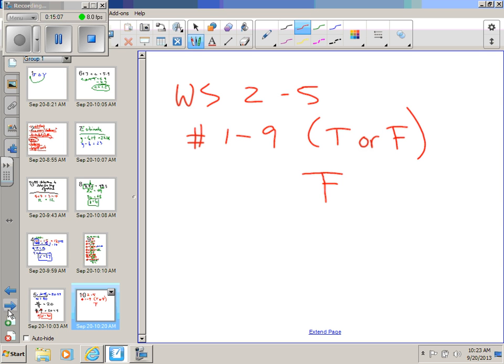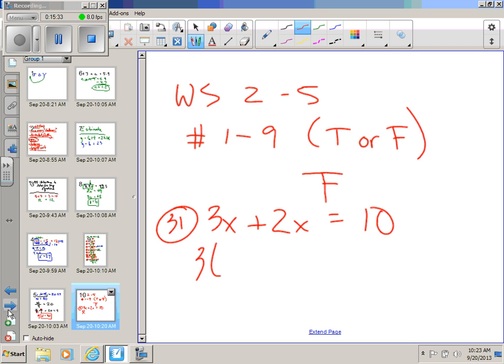31 to 33, tell whether the given number is a solution to the equation. So for number 31, 3x plus 2x equals 10. If you plug in 2 for x, is it a solution? One way to find out, right? X is 2. 3 times 2, 2 times 2. Did it equal 10 when you plugged in 2 for x? So your answer would be yes.